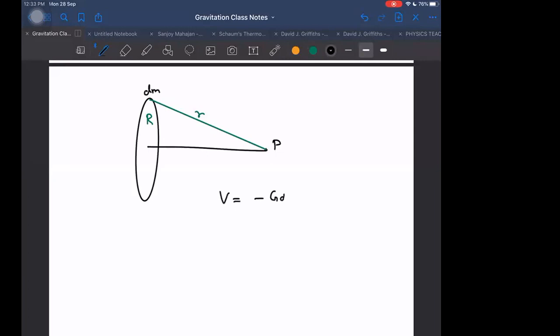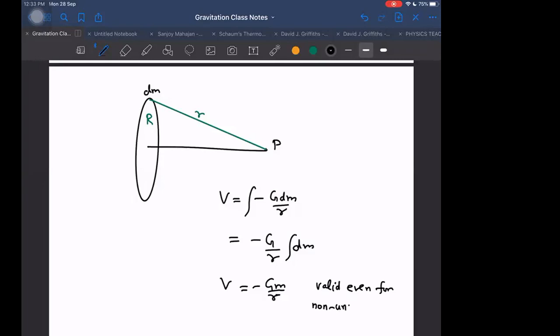What will be the potential at P? G into dm by R. It is the easiest, sir. Minus G, R is constant here, because then the integration of dm is just minus G into M by R. There is no requirement of lambda to be uniform. Even if the linear mass density is non-uniform, it is still valid, even for a non-uniform ring.